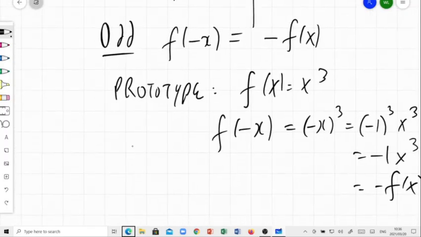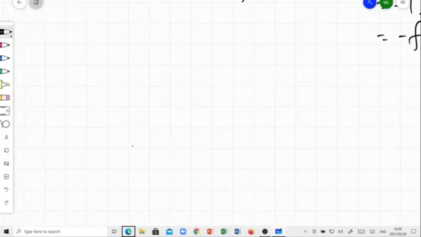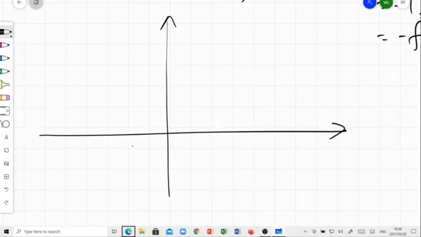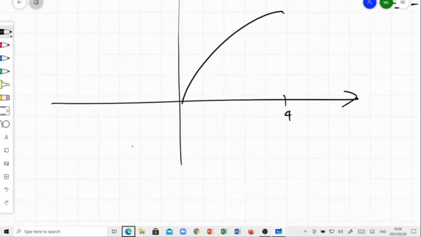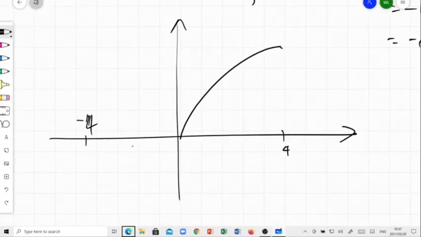Now, odd functions also have a symmetry where we only need to know how they behave between 0 and 4, for example. So let's say my odd function looks like this. Then I know exactly how it will behave between 0 and -4, because they're symmetric about the origin.